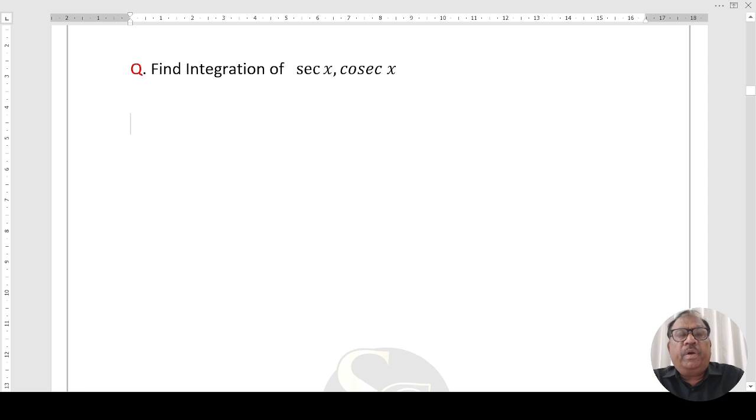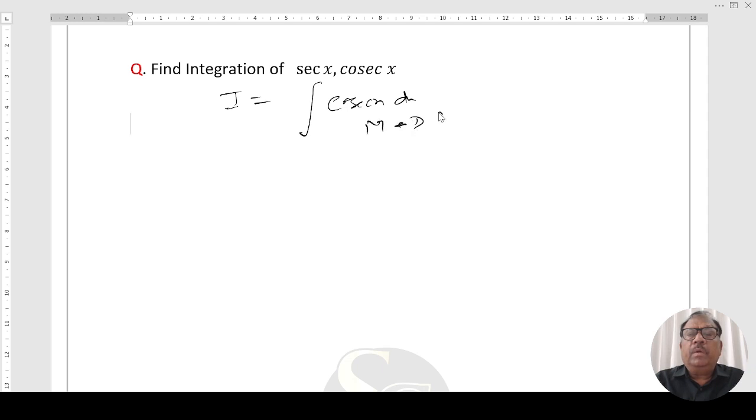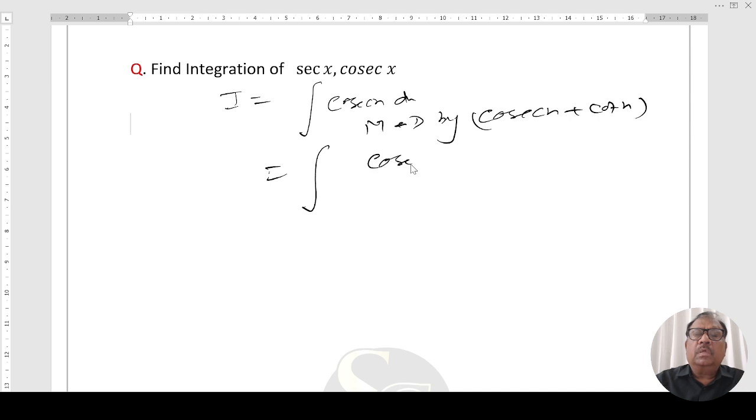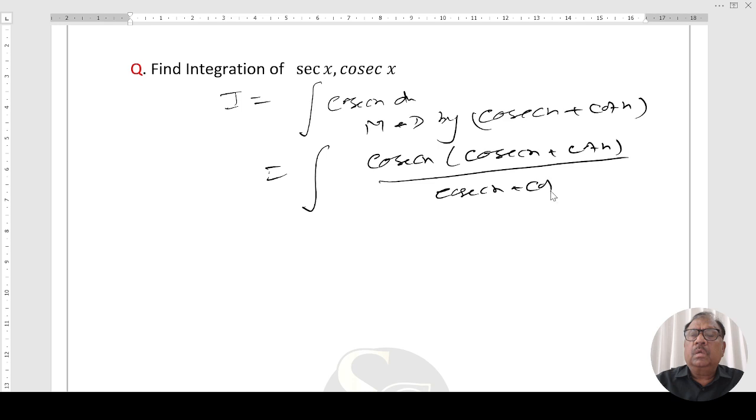Question is, find integration of sec x and cosec x. Integration of cosec x dx. Multiplying and dividing by cosec x plus cot x. This comes out to be cosec x into cosec x plus cot x, divided by cosec x plus cot x dx.